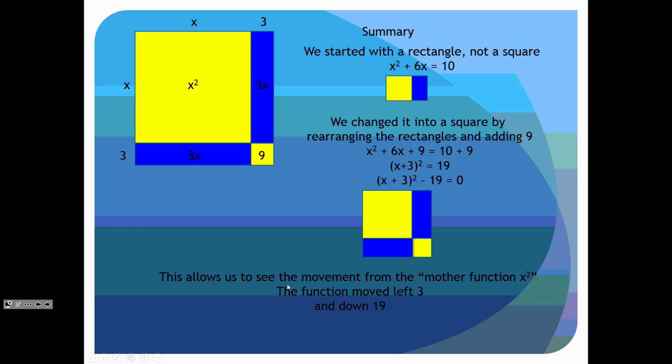This allows us to see the movement of the mother function, the original parabola, y equals x squared. Make sure you got this down. The function moves left 3. Yes, that says plus, but we're going to move to the negative 3 and down 19. Yes, that says negative, so we move down 19. That's what happens to the original mother function.